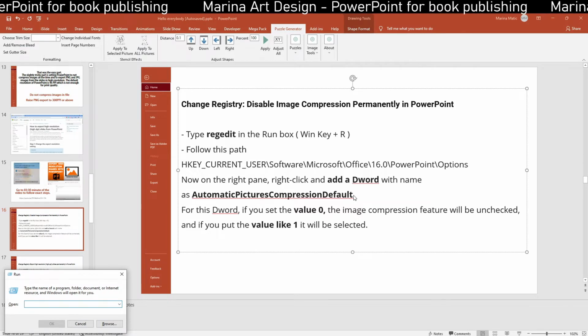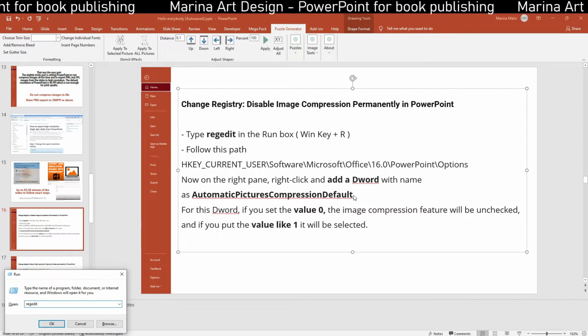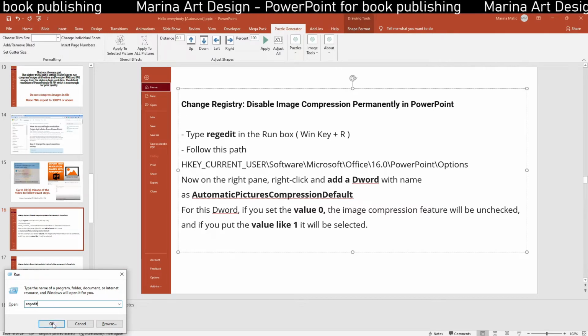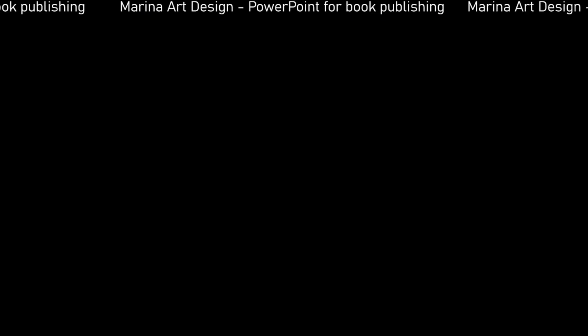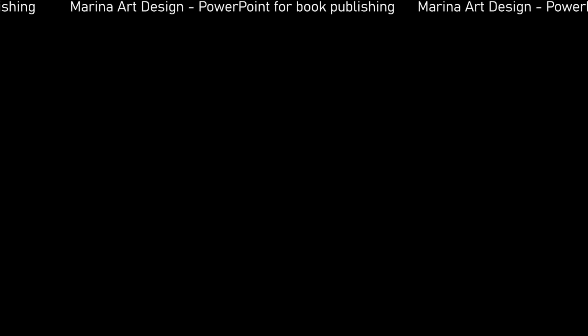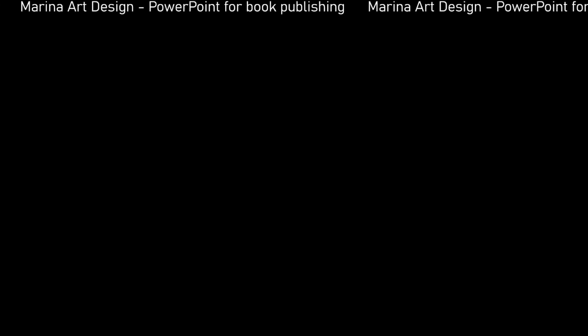Now in this you need to type regedit. That's a shortcut for registry editor, and click OK. And now it's going to open a pop-up window that you cannot see. The screen is blacked out because it's not allowing me to record this, and it's asking me, do you want to allow this app to make changes to your device? And this is where you click yes.